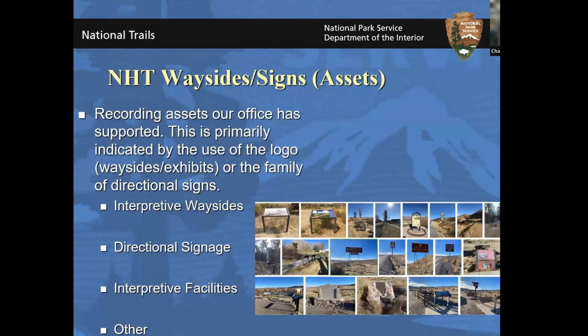So it's easy to identify assets that the office has supported because they will most likely include the logo of the trail or trails they are associated with. These triangular logos are easily identifiable from a distance. They include interpretive waysides, directional signage, interpretive facilities, or any other signs displaying the logo. And you can see some examples here in this slide.